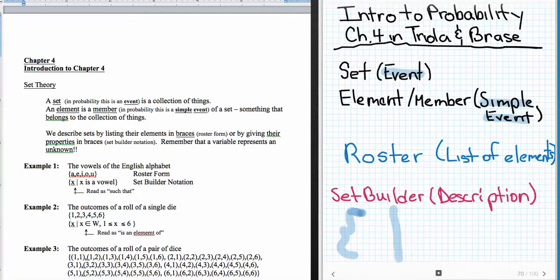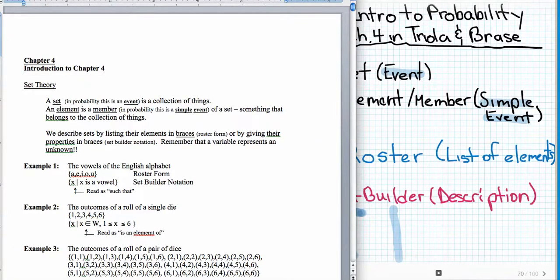So one of my examples here is the vowels in the English alphabet. So in roster form, we would put a brace and then we'd list A, E, I, O, U. If we were going to do that in set builder notation, we'd say x such that x is a vowel, and that way it leaves a little bit more to the imagination as far as what we're talking about, and it's not as descriptive. But as we know from our study of mathematics, not all sets can be described by a list. Sometimes we just have to describe them because they're so infinite in their numbers, there's no way to list everything out.